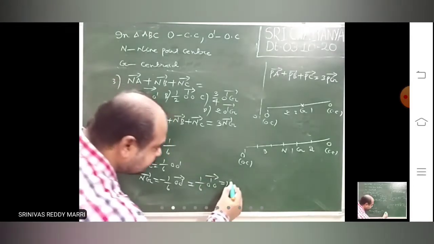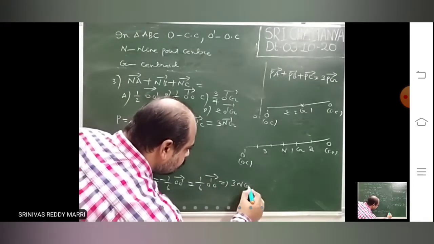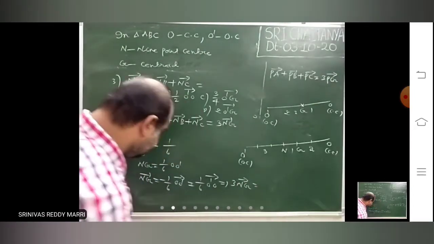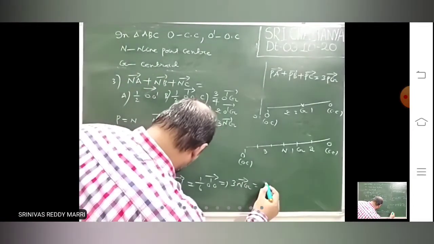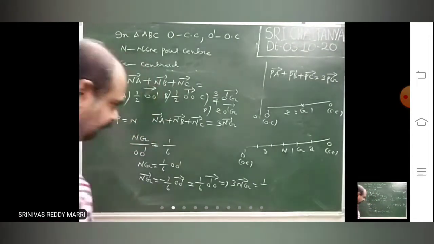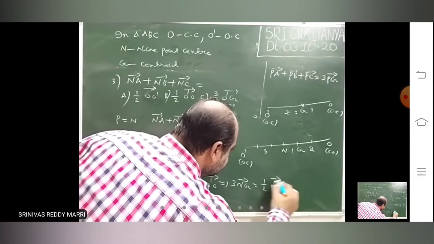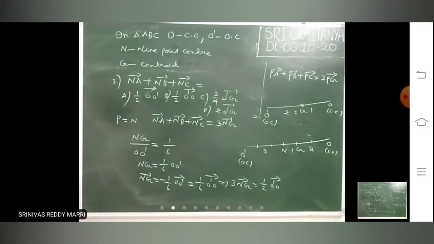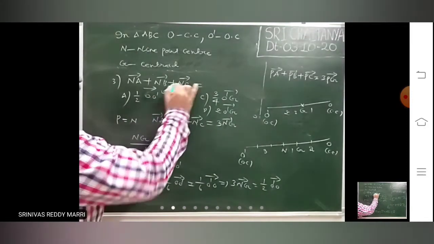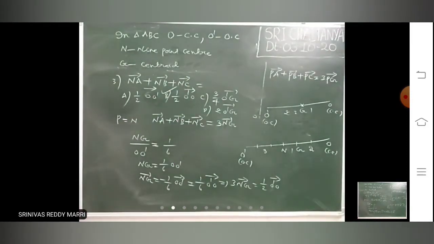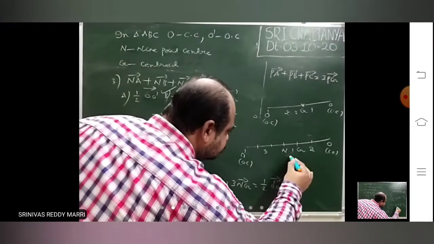That implies, bringing the 3 to this side, 3 NG bar is nothing but 1/2 O'O bar. So this is one answer, 1/2 O'O bar. And he is asking about O'G also.